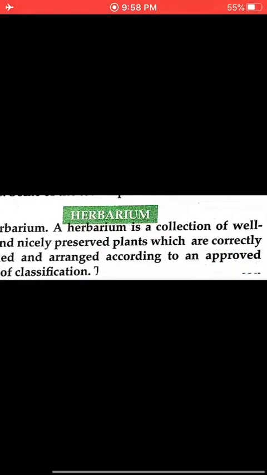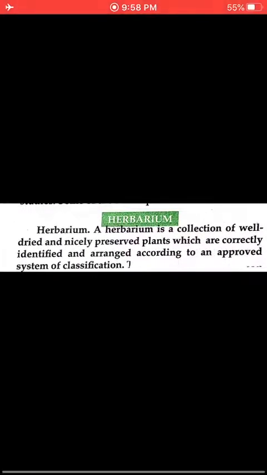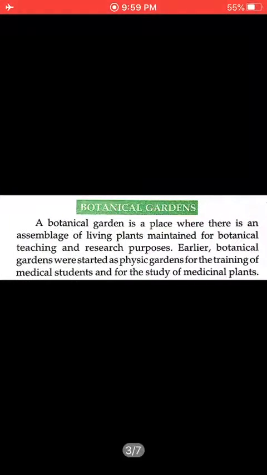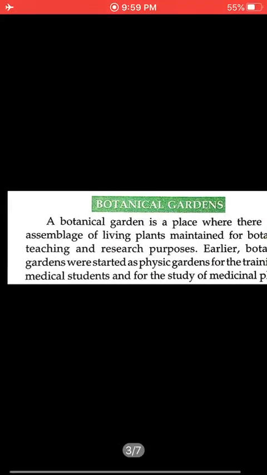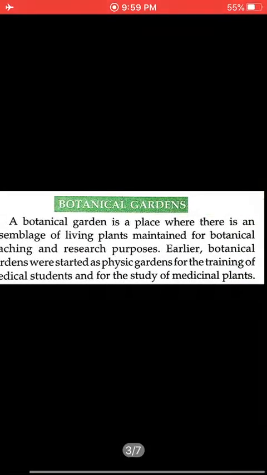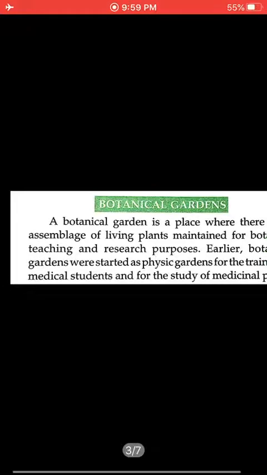After herbarium, the next thing is botanical gardens. What are botanical gardens? A botanical garden is a place with an assemblage of living plants maintained for botanical teaching. Botanical teaching means teaching about plants. Various kinds of plants, their parts, their functions, how they grow, what they need, and what their usefulness is are taught over there.